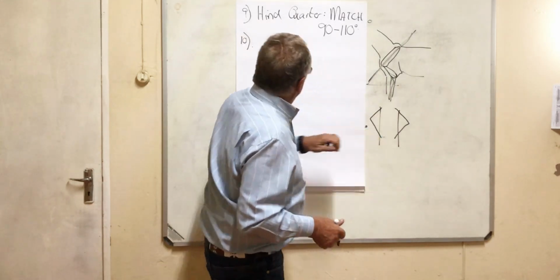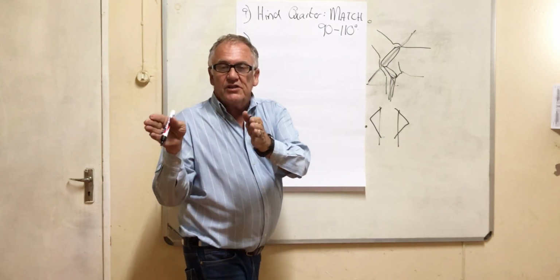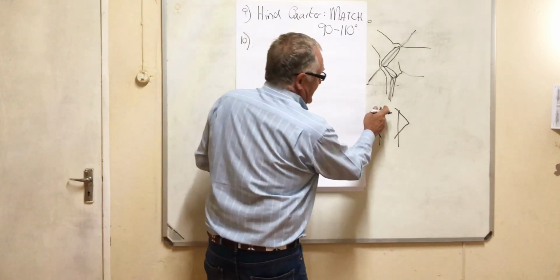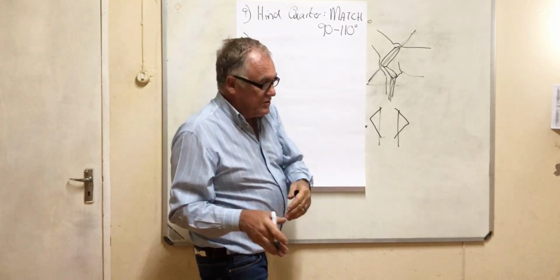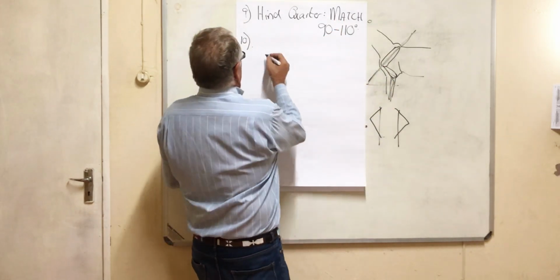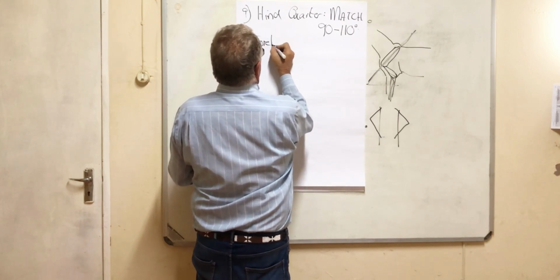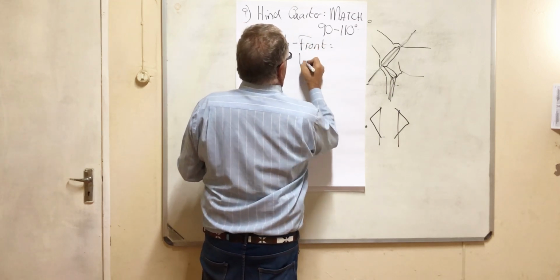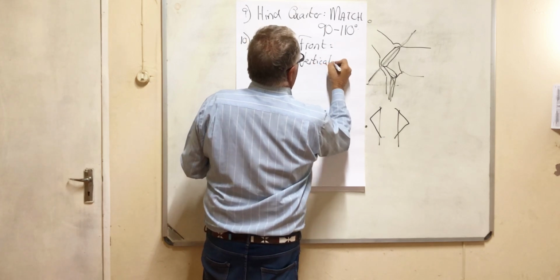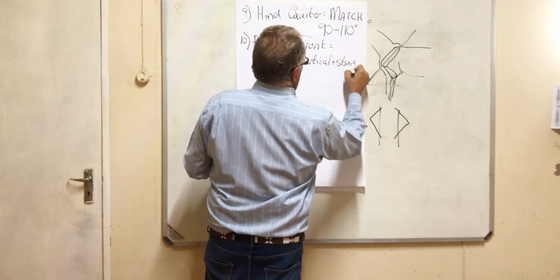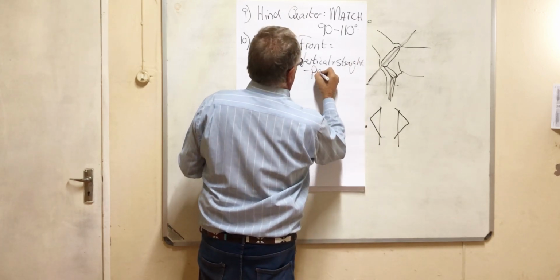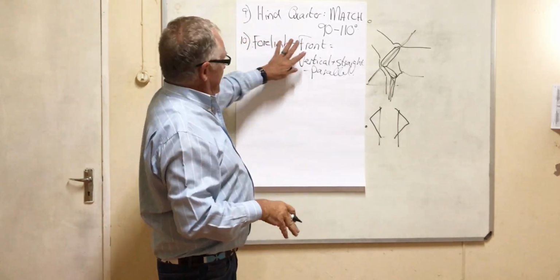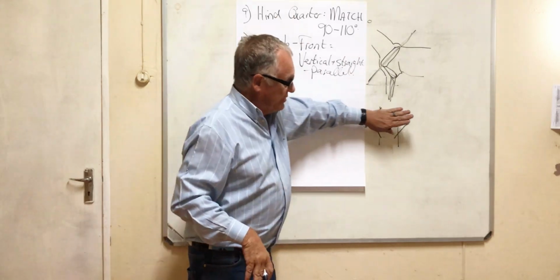So the forelimbs should be parallel to each other and vertical to the ground. From the side, the forelimbs should be vertical to the ground, and from the front, the forelimb must be vertical, straight and parallel. Must be parallel. Vertical, straight and parallel. That's on the forelimbs.